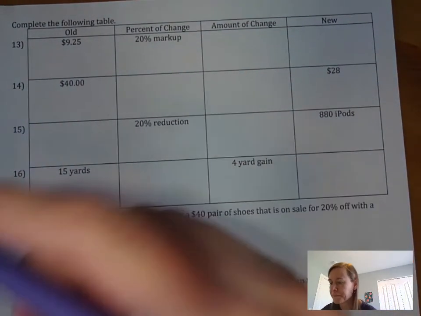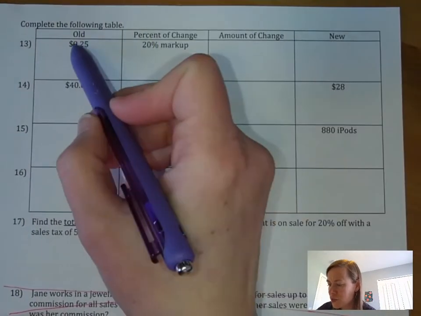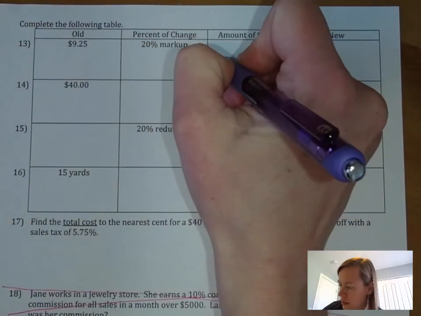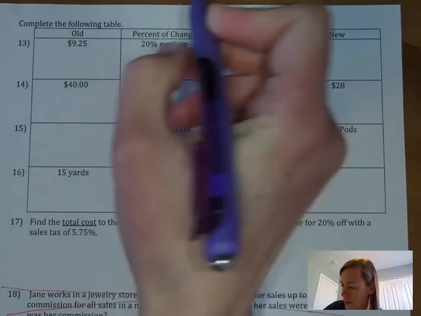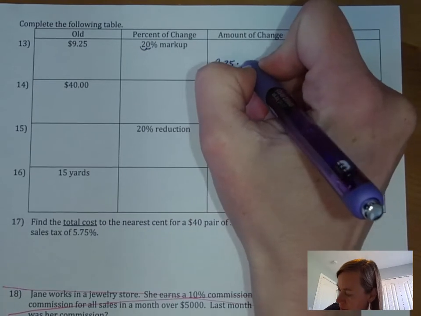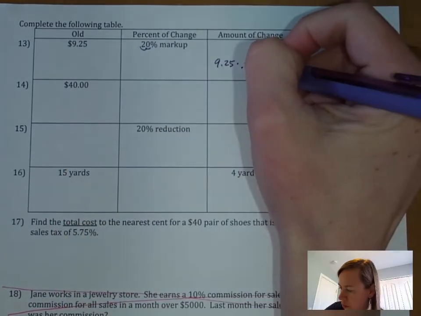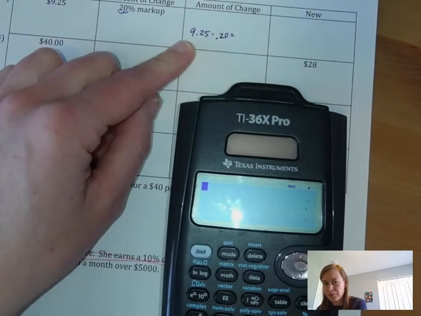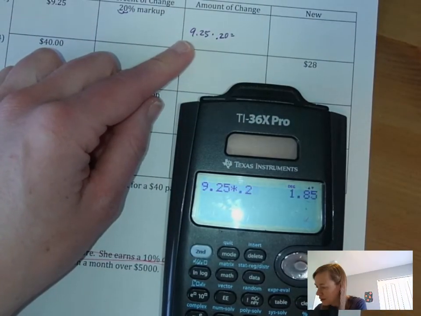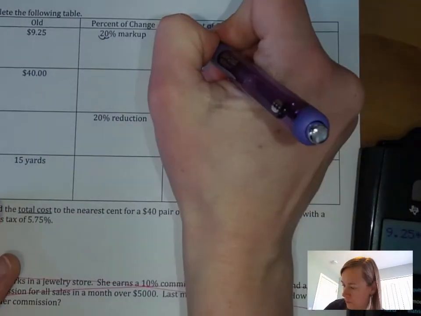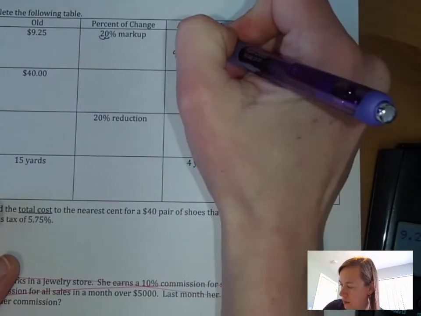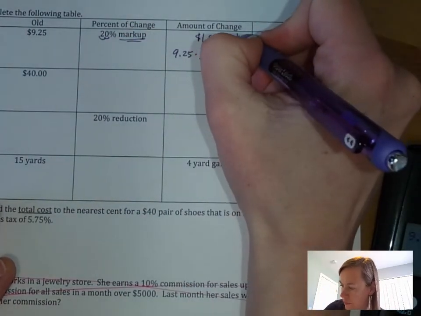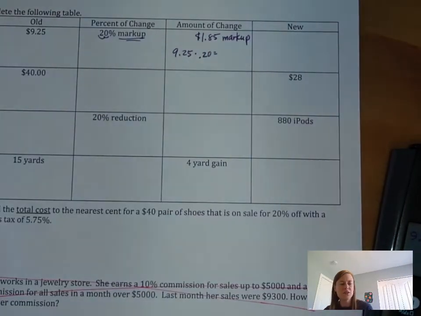Okay, let's get started. So we need to figure out the amount of change when you had $9.25 and a 20% markup. So let's do 9.25 times, move that decimal point, 0.2. I could put the 0 if I want to, but you don't have to. 9.25 times 0.2, and that's going to be $1.85. And that's going to be a markup because I just took that word from there, so we know it's a markup.